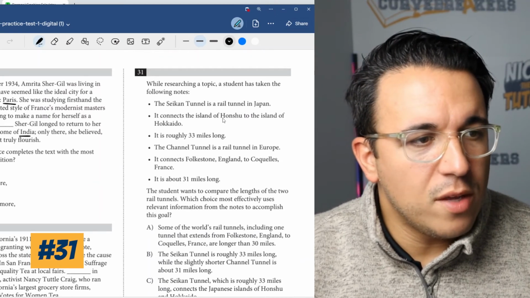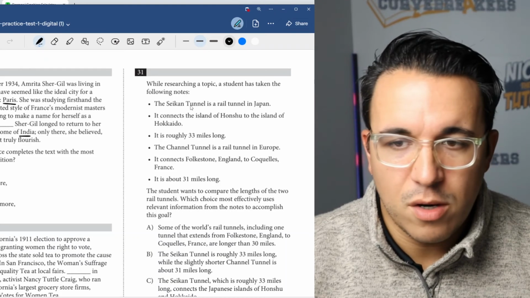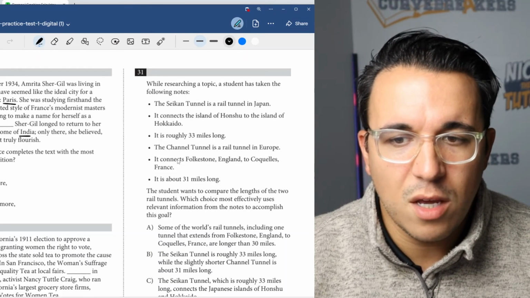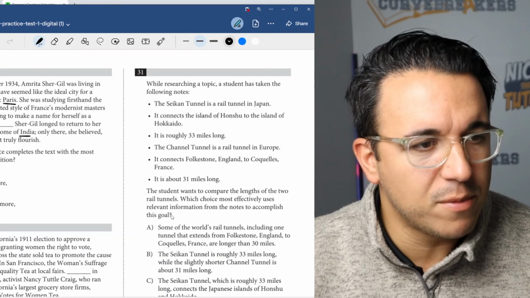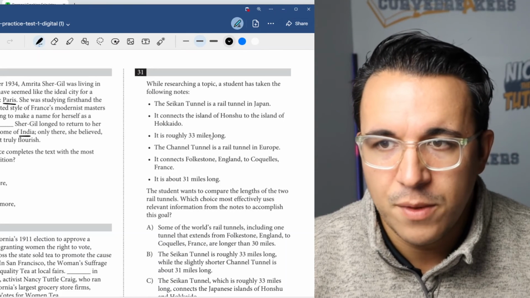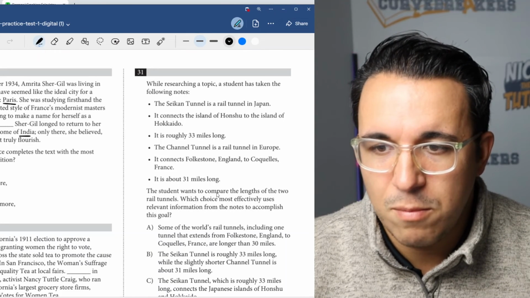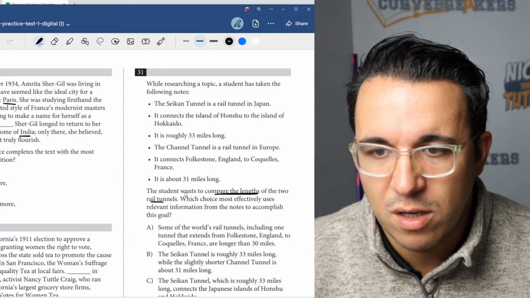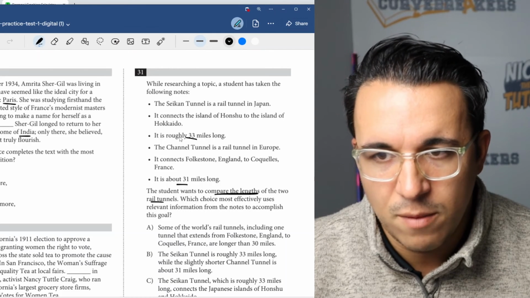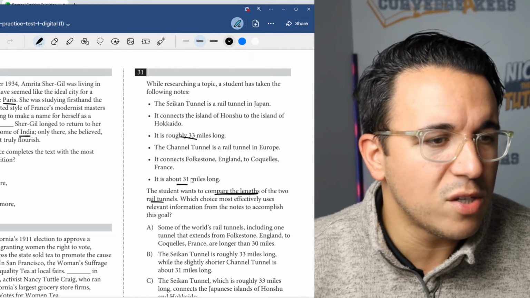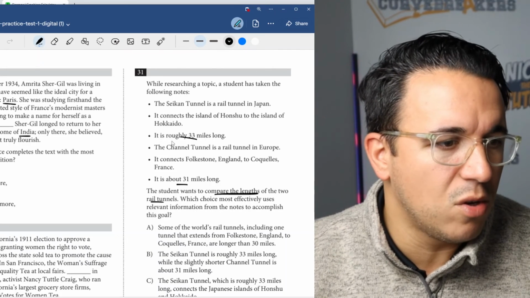So now we're into the note-taking questions here. So let's get into number 31. Now for these note-taking questions, you have to read the prompt to see what they want you to do with these notes. So we have the notes. The student wants to compare the lengths of the two rail tunnels. So one is 31 miles long and one is 33 miles long. So with these questions, you don't even have to read all of this. I mean, I recommend you do if you have the time.